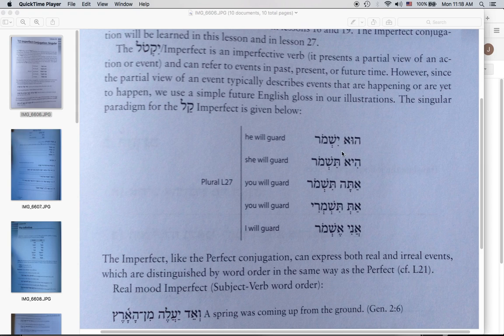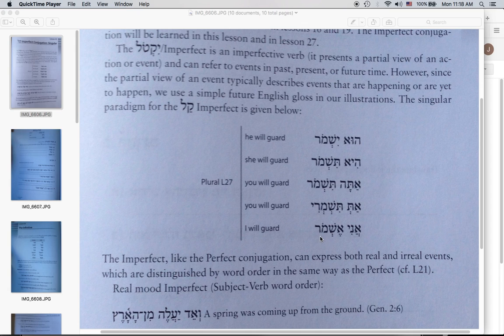So here we have hu yishmor. This is he will guard. This is hi tishmor. She will guard. Ata tishmor. You will guard. At tishmeri. You will guard. And here is I will guard.